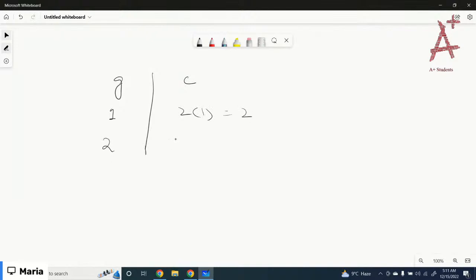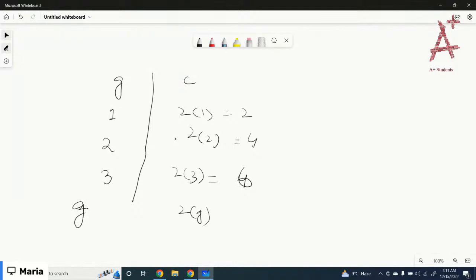So for two guests, it costs 2 times 2, that would be 4. For three guests, it costs 2 times 3, which is 6. That means if he has G guests, it would cost 2 times G.